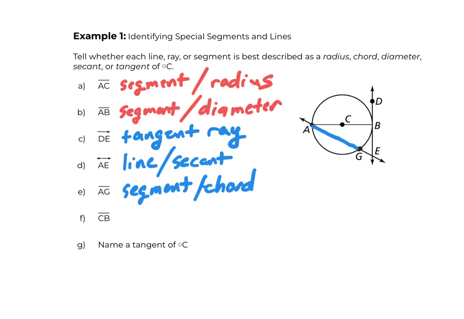Okay, and then the last one, CB. CB starts at C, stops at B. So it's also a segment. And we call that the radius of the circle. A radius only goes halfway, from the center to the edge of the circle. Diameter goes all the way across.